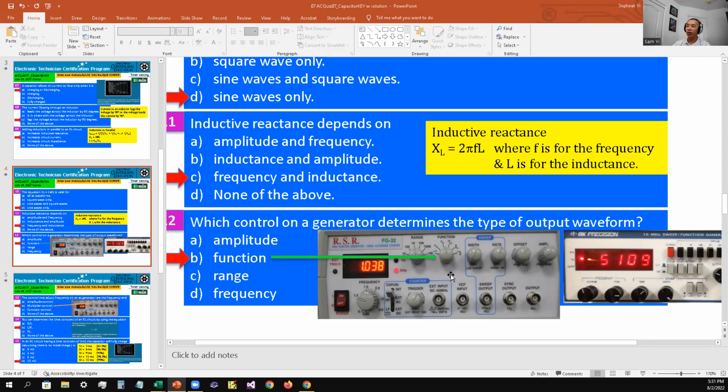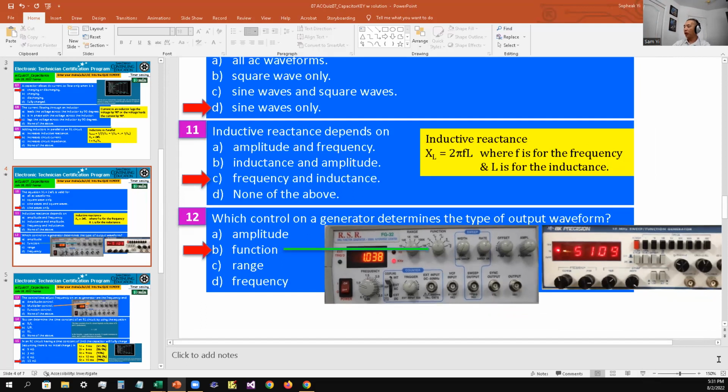You set it up depending on what kind of signal you want. Do you want an AC signal, or a square signal, or a triangle signal, or a square wave signal? That's what you set up. You use this function signal here. So that's B as in boy for number 12.